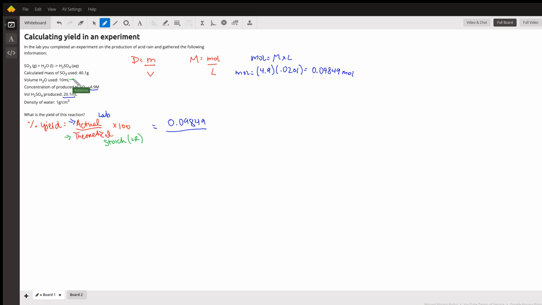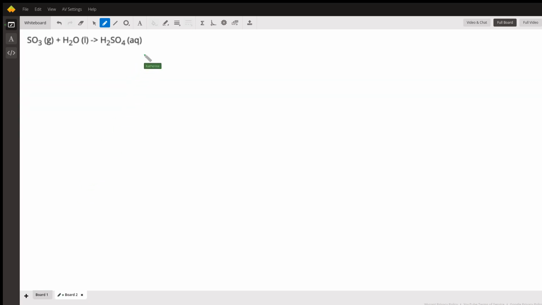Okay, so again, right here, 10 milliliters of water. Because water has a density of 1, that's the same thing as saying we used 10 grams of water. So we know that we started with 40.1 grams here and 10 grams here. So I'm going to switch over here since this is going to be multiple steps. For a limiting reactant problem, you need to set up stoichiometry conversions for both of your reactants. Start with the sulfur trioxide first.